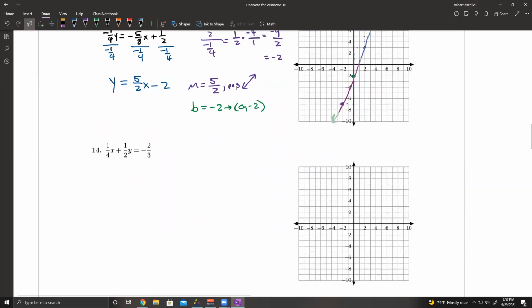Again, 14. 1/4 x plus 1/2 y equal to -2/3. Who are you moving over? 1/4 x. Minus 1/4 x, minus 1/4 x. And we get left with 1/2 y equal to -1/4 x minus 2/3. And then divide everything by what? 1/2.